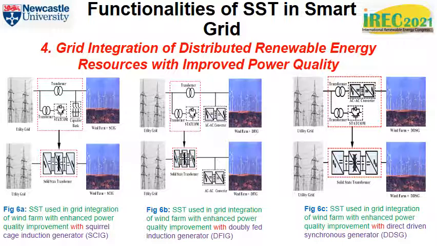Figure 6 shows how SST replaces the two line frequency transformers, STATCOM, capacitor bank, and some converters with enhanced power quality improvement in grid-connected wind farms. Figure 6A is a case of squirrel cage induction generator. Figure 6B is a case of WPED induction generator, while Figure 6C is a case involving direct driving synchronous generator.